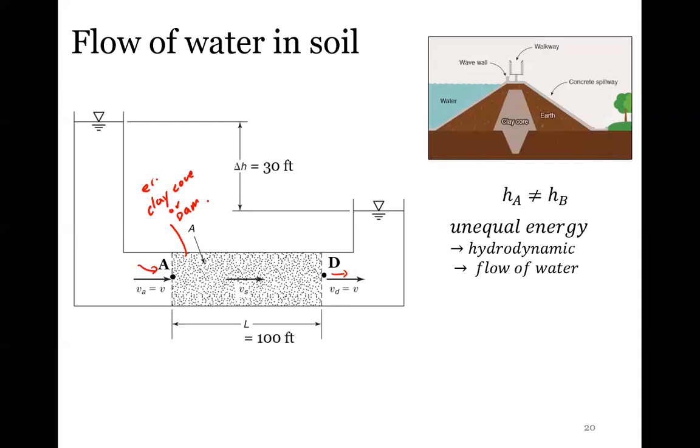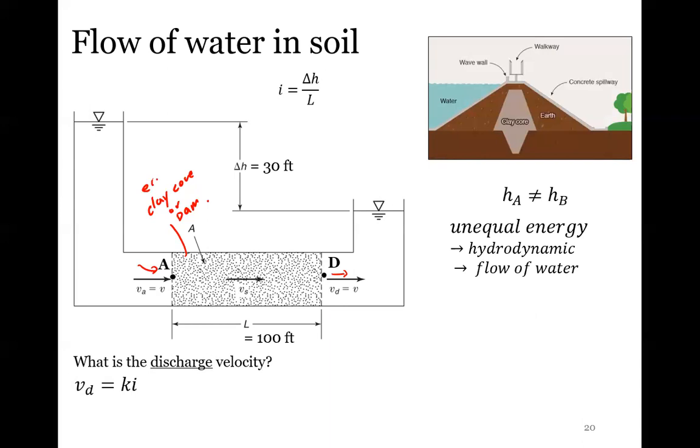So let's just say, for example, this L here, the length of our clay core, is 100 feet. How can we find the discharge velocity of this? We know that the discharge velocity through Bernoulli's, assuming all of those assumptions that we just had, is equal to the hydraulic gradient times the permeability coefficient. So what you would need first is to find the hydraulic gradient.